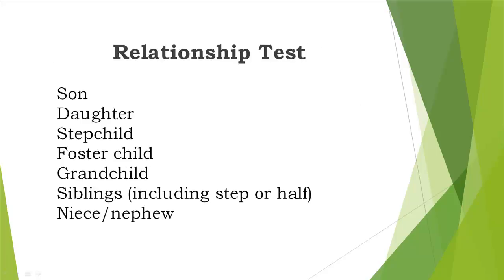The relationship test, basically you need to be related. So it can be a son or a daughter, a stepchild, a foster child, a grandchild, any siblings, so brother, sister, half sisters, half brothers, stepsisters, stepbrothers. Those are all included, as well as nieces and nephews. So if they fall in that category, then they satisfy the relationship test. That's one of the 5.